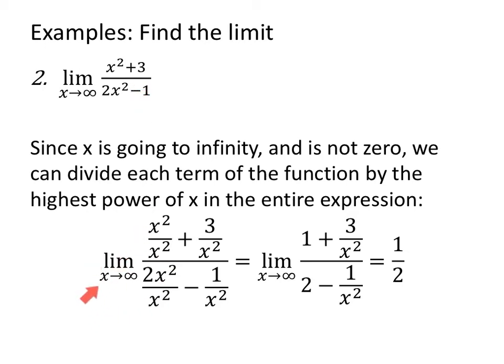So I'm going to take the limit as x approaches infinity of x squared over x squared plus 3 over x squared, all divided by 2x squared over x squared minus 1 over x squared. Why do I want to do that? Well, let's simplify it. x squared over x squared is 1 plus 3 over x squared. In the denominator, 2 minus 1 over x squared.